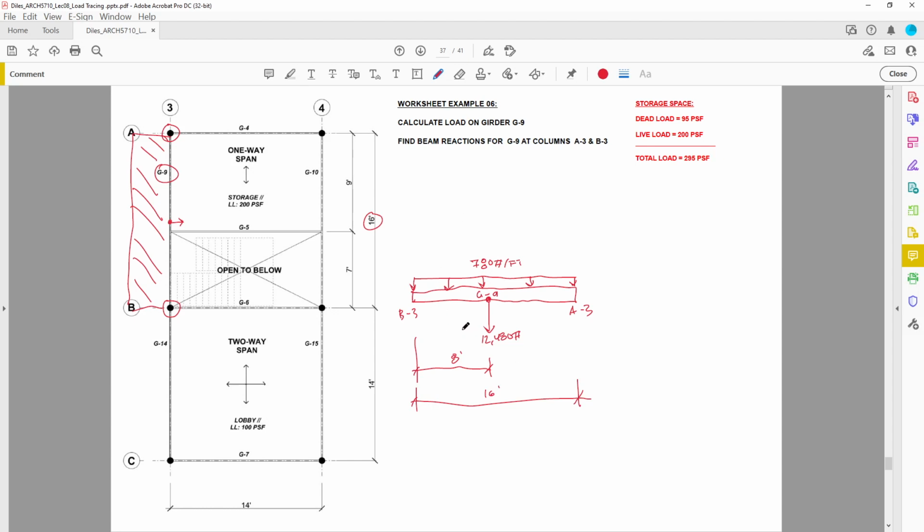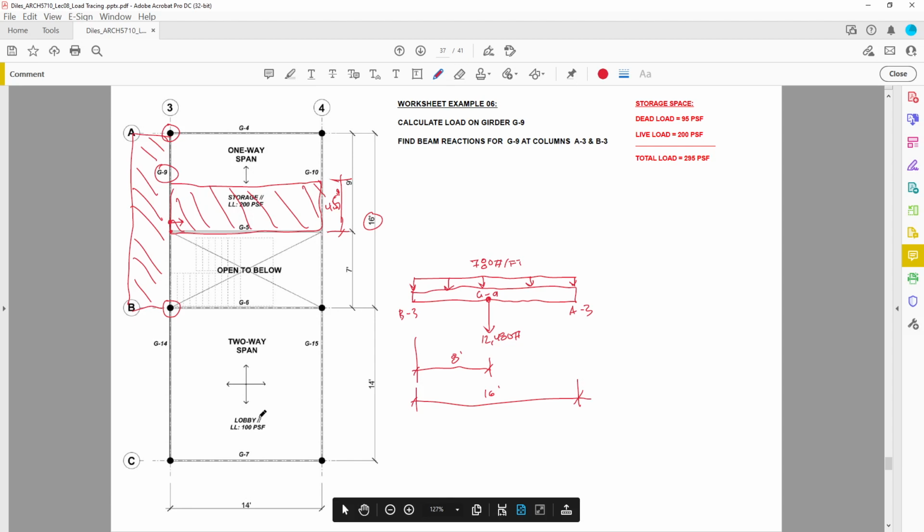All right, now let's figure out G5. So we have G5 here. And what is the load contribution of G5? So what is the total load on G5? Well, it's going to be half of this storage space here, right? So half of 9 is going to be 4.5 feet. 4.5 feet is the tributary area for G5, and then the overall length of G5 is 14 feet.